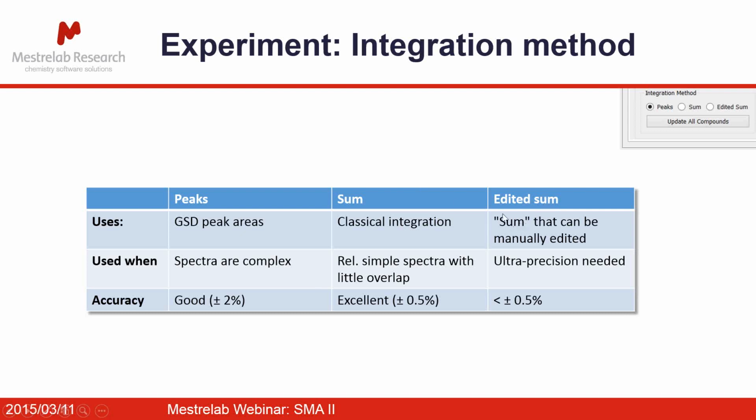And this is very much related to the sum integration, but it allows for manual editing. So it allows you to remove a peak from an area, if you like. And this is appropriate when the highest precision is needed, and this allows you to go down below the 0.5% accuracy level. So we have a presentation on that available if you'd like to see a little bit more about that, and we'll certainly publish and say a bit more about that.